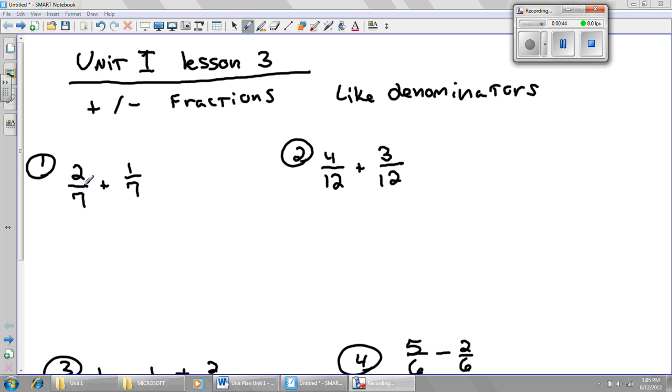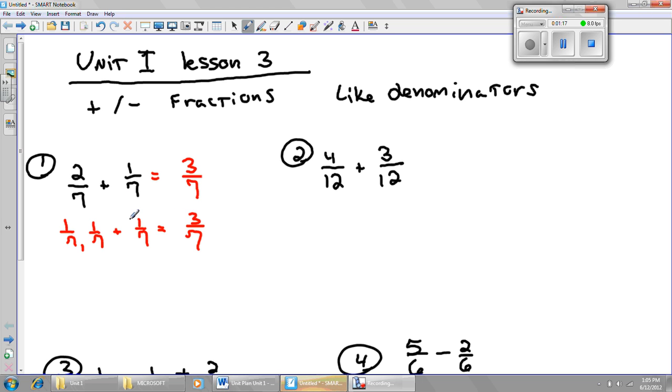And I'm not going to say this is 2/7 plus 1/7. I'm going to say I have 2/7, and then I have one more 7th. Well, how many 7ths do I have? Well, I have 3 altogether. I have 3 of these 7ths, right? So 2/7 could look like this. I've got 2/7, and then I have one more 7th. Altogether, I have 3 of them. So 3/7. Now, by the way, very important, notice the denominator did not change.